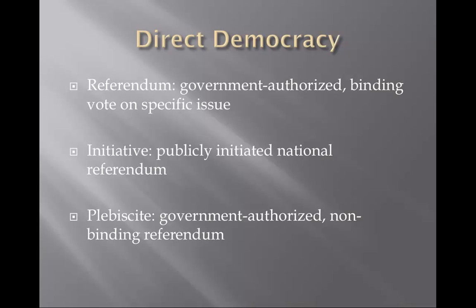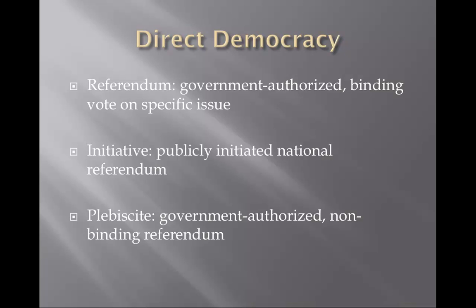We're going to talk a little bit about direct democracy. There are various forms of direct democracy. We're going to start with referendums. Referendums occur when authorities issue a binding vote on a particular policy. Okay, California does this a lot. Colorado does too. There is no national referendum in the United States, but Switzerland does have national referendums.